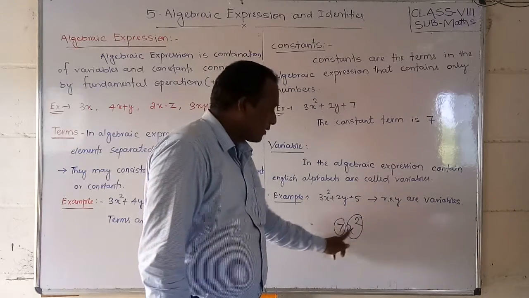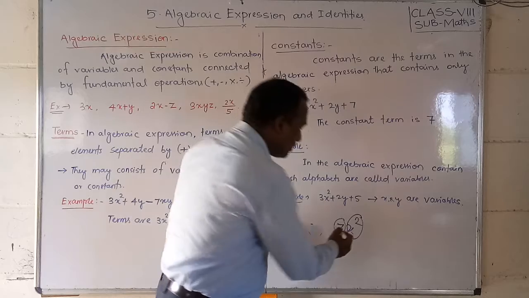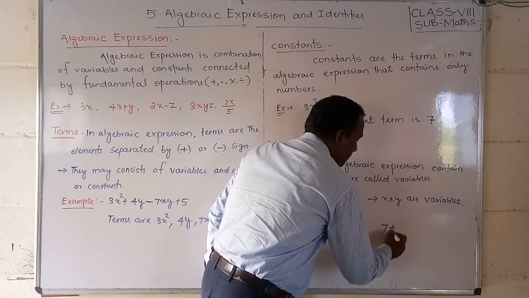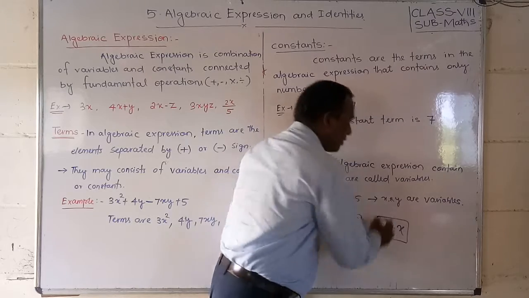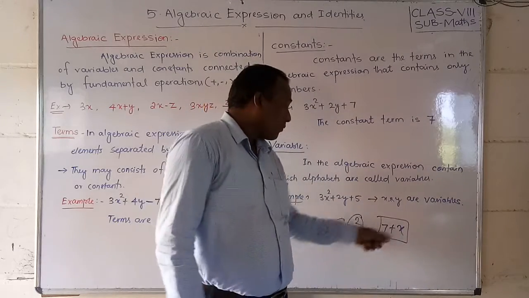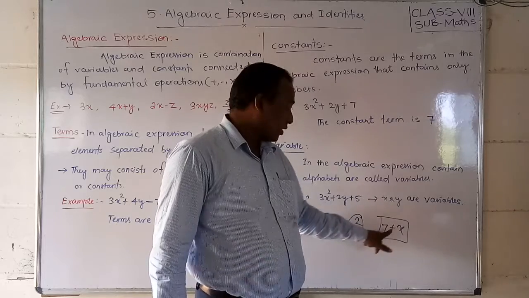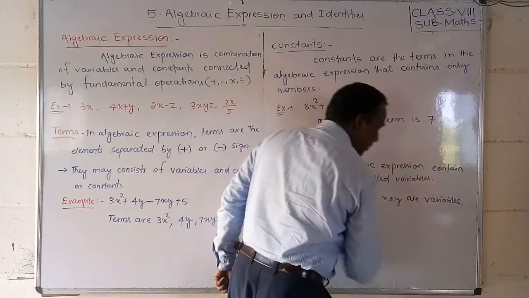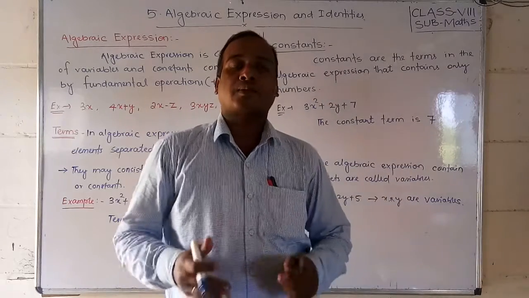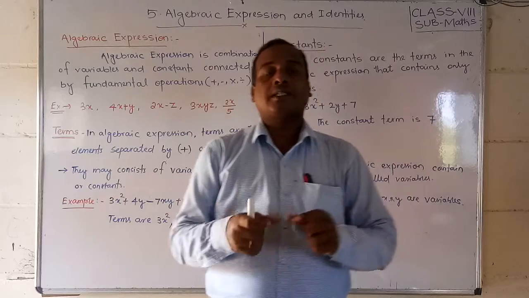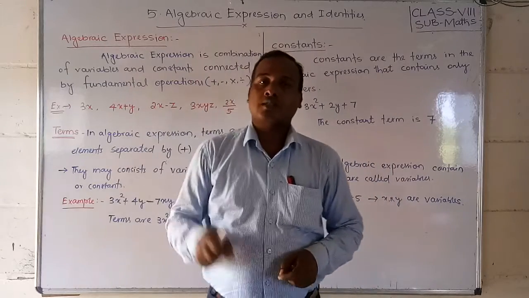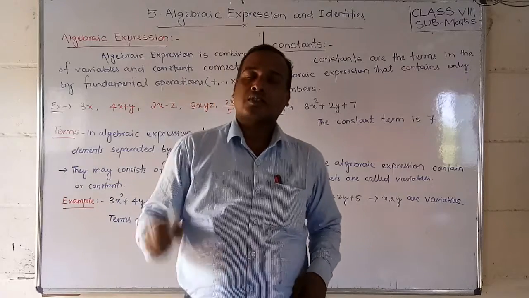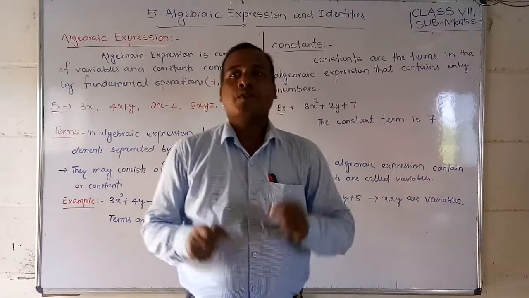They are connected here. What is that connection? 7 into x square. If I write 7 plus x, this is also an algebraic expression. Why? Because x is one variable connected with one number. So, students, we will study this in this chapter. An algebraic expression means an expression which contains variables and constants connected by the fundamental operations: addition, subtraction, multiplication or division. That is called an algebraic expression.